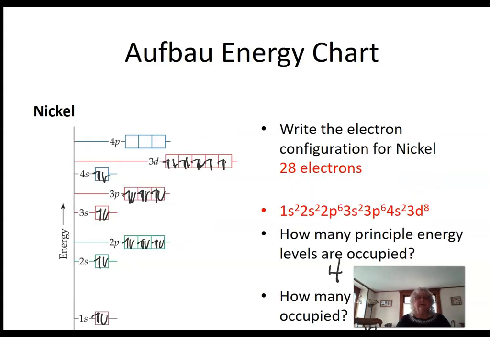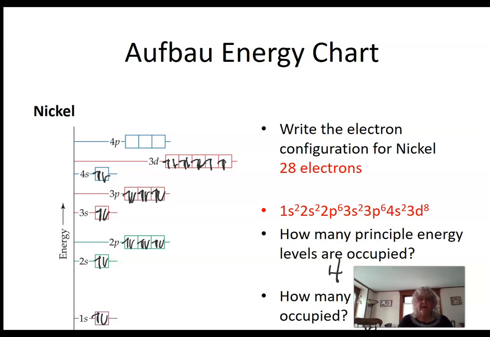So this is another Aufbau energy chart for nickel. So I would suggest you pause the video and try to fill this in by using the rules that we've talked about. No more than two electrons in an orbital. And then start the video again and look at the answers.